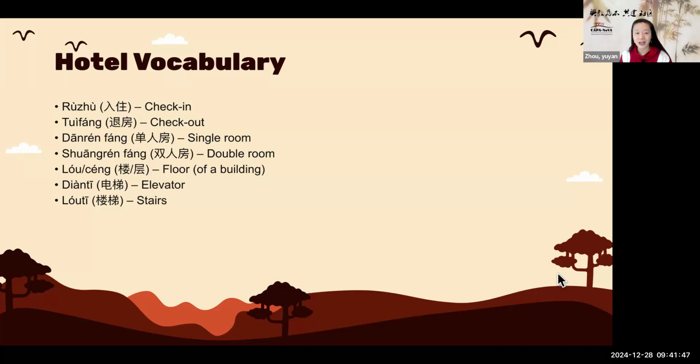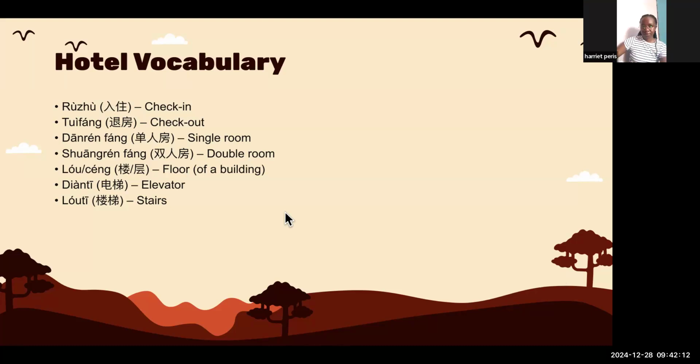All right, and to continue. Elevator is 电梯. Yes. And stairs is 楼梯. Okay, great. All right, let's move on.